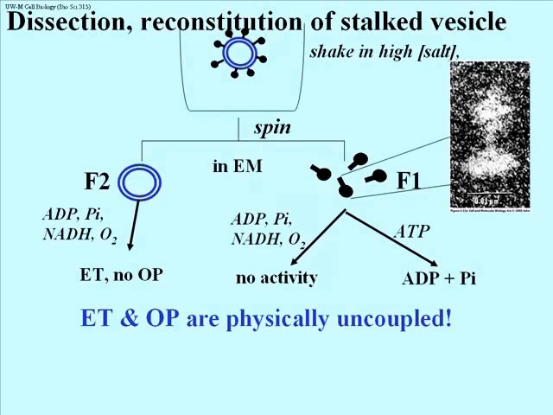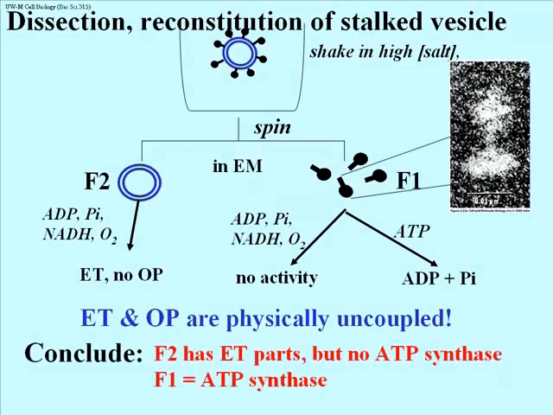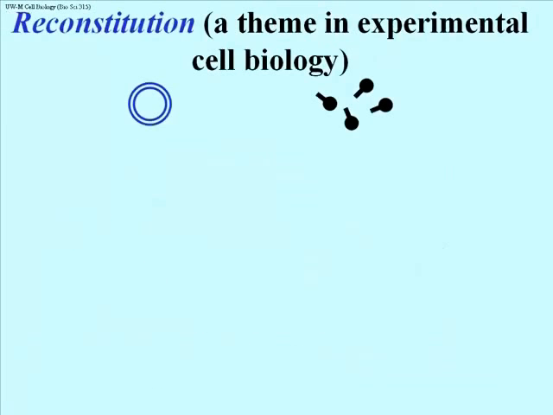Racker concluded that it was the F2 vesicle fraction that contained the electron transport bits, and then correctly surmised that the F1 ATPase lollipop particle was really an ATP synthase, but of course only when coupled to the electron transport system. Over time, the F1 ATPase particle became known as the F1 ATP synthase. And here's the conclusion. F2 has the ET parts, but no ATP synthase, and the F1 is really an ATP synthase.